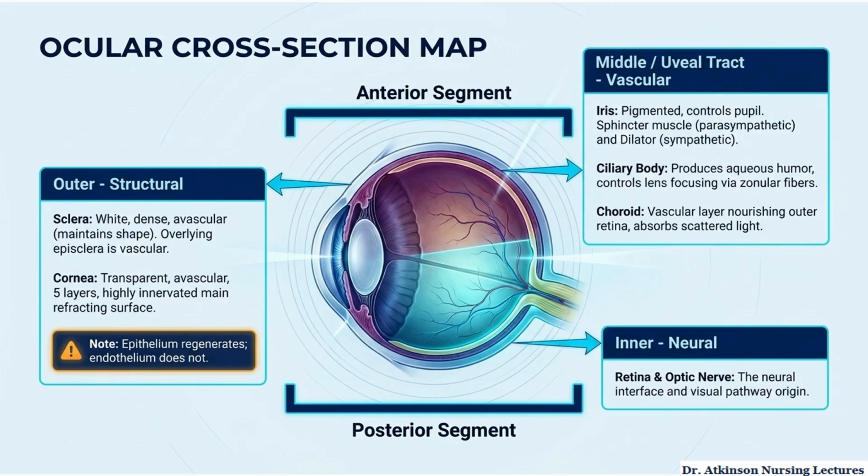The outer structural layer of the eye includes the sclera and cornea. The sclera is white, dense, and avascular, helping maintain eye shape and protect internal contents. The cornea is transparent, avascular, highly innervated, and functions as the main refracting surface of the eye. The corneal epithelium can regenerate, while the endothelium does not regenerate.